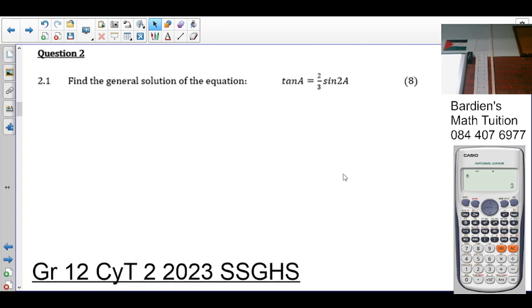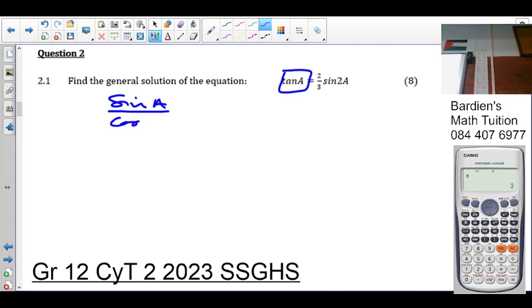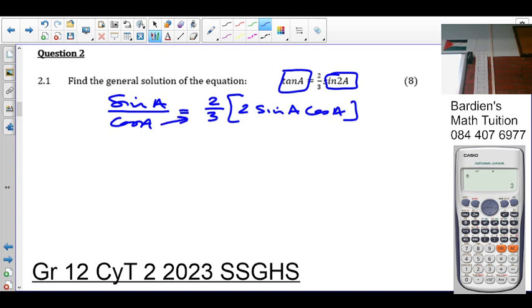Now, find the general solution of the equation. So for the general solution, what do we need? We need to simplify this first. People, we know that tan A is what? It's sine A over cos A. Now sine 2A can be written as what? 2 sine A cos A. Now multiply out with the cos A as well. So it's going to be sine A equals 2 times 2 is 4 over 3 sine A cos A times cos A, which is going to be cos squared A.